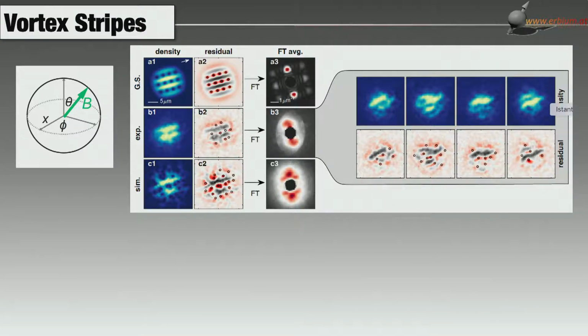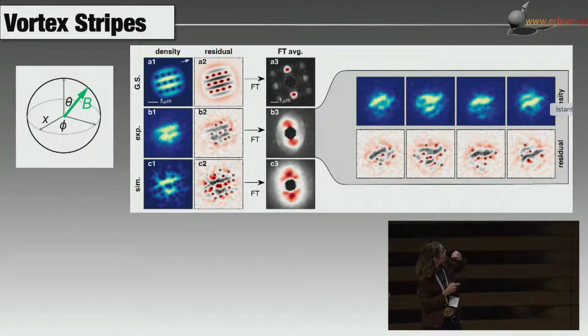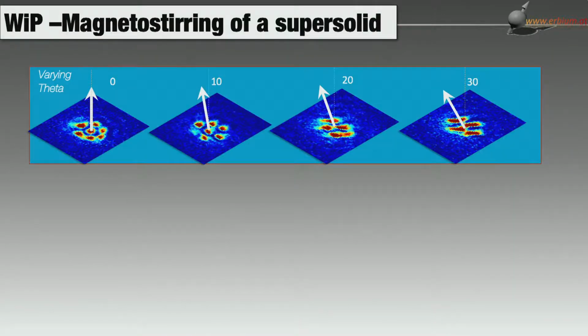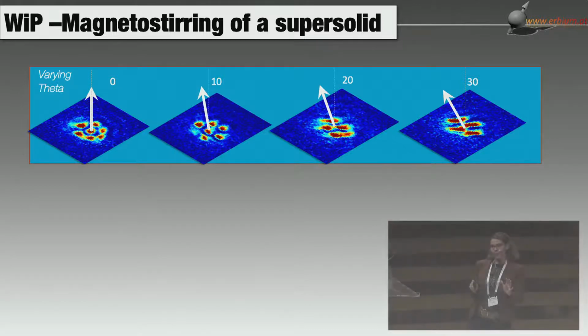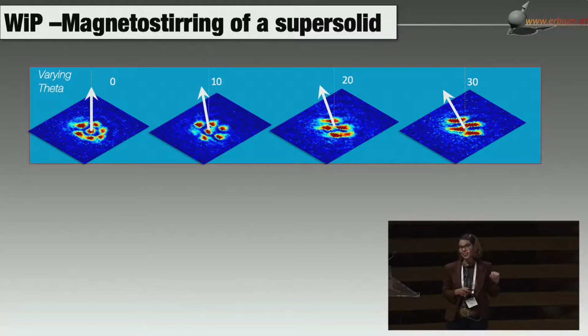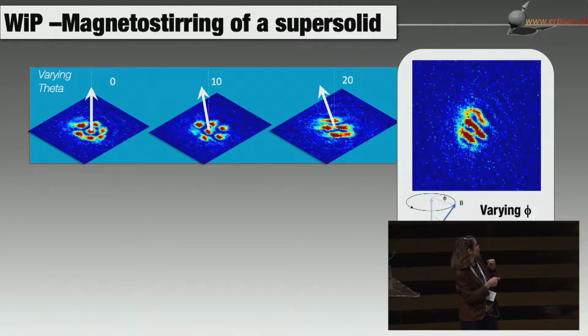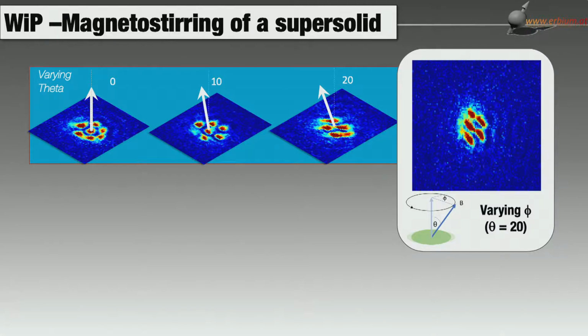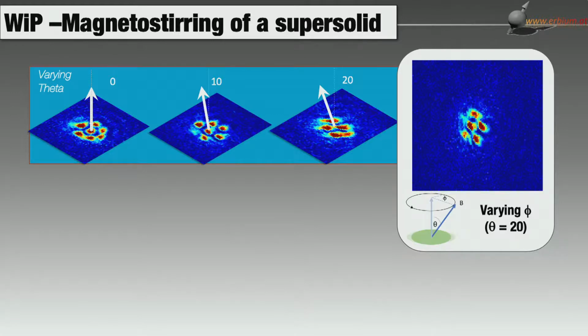You really see that you have this high density line, and then the vortices are kind of seated in between these lines, and if you don't have the magnetic field tilted, but you put it back, the stripes are gone. And of course, the next step is to do it with the supersolid. We have not yet observed vortices, but we start to magnetostir our supersolid, and you see if we just rotate the magnetic field, you see a little bit of elongation, and then if you now change phi, how our state is kind of rotating. So more will come, I hope.